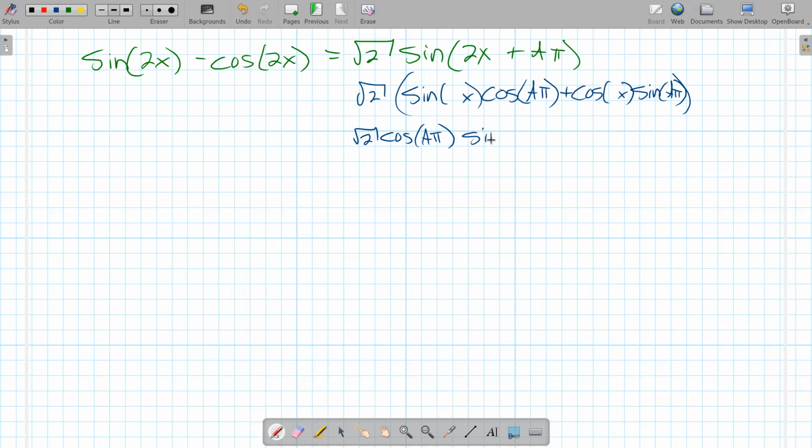So we have sine of x here. And then we're distributing that square root of 2 through. So plus square root of 2. Let's write the sine because that's a constant, because a is a constant. Cosine of x.